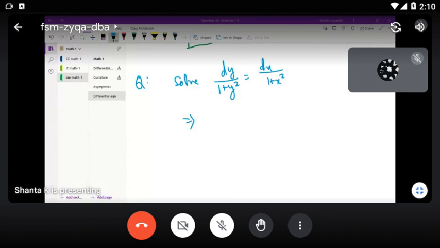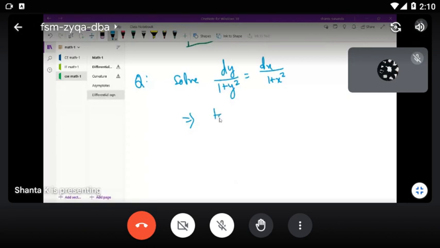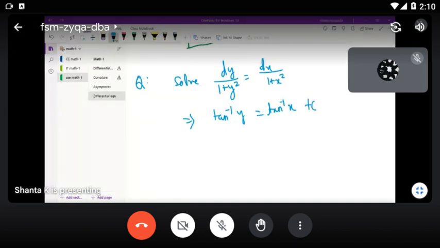Sneha, you say? Yes, ma'am. tan inverse y is equal to tan inverse x plus the constant. Okay, so here we have the solution.